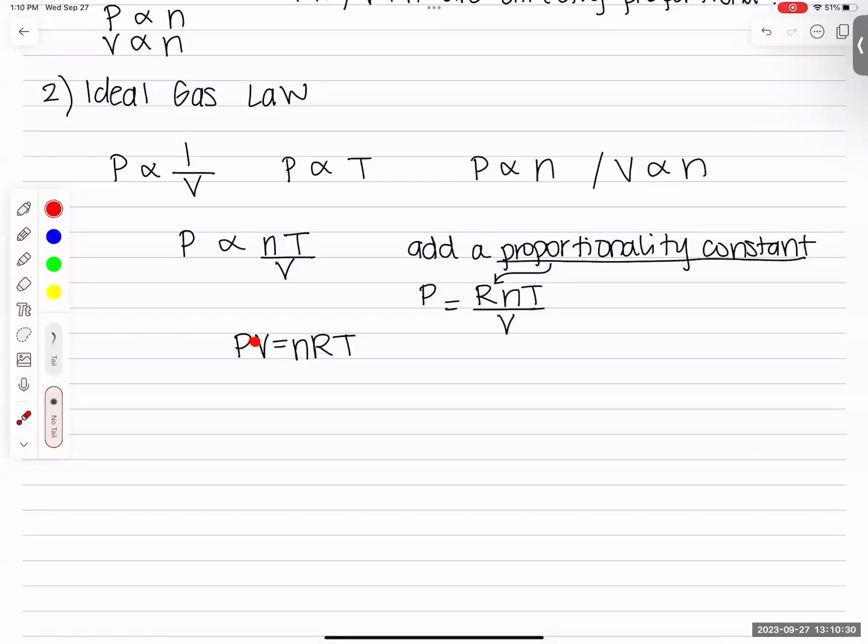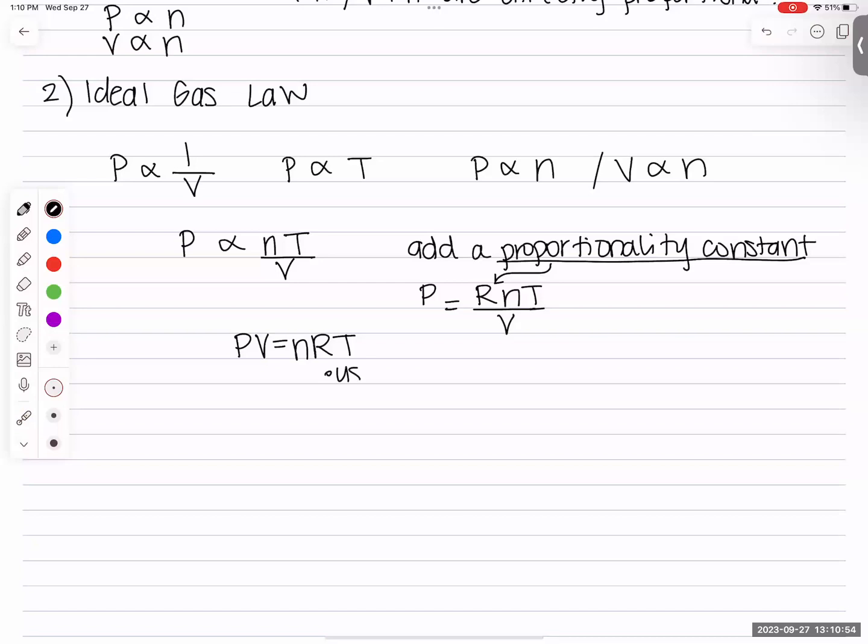So pressure and volume are inversely proportional. If pressure goes up, volume has to go down if these things stay the same. If temperature goes up, pressure goes up. So think about just looking at that relationship, this equation, and can you find those relationships we just talked about in this formula? So this is the ideal gas law.